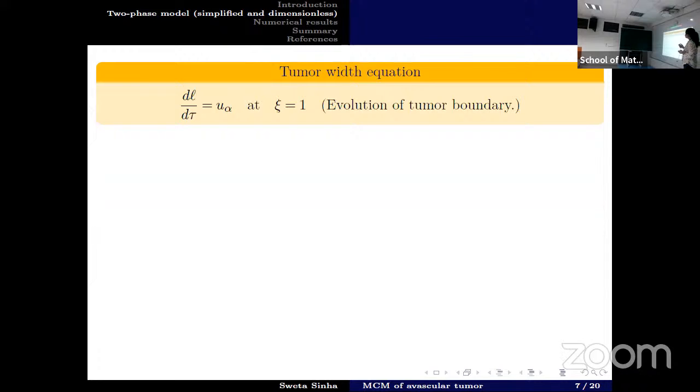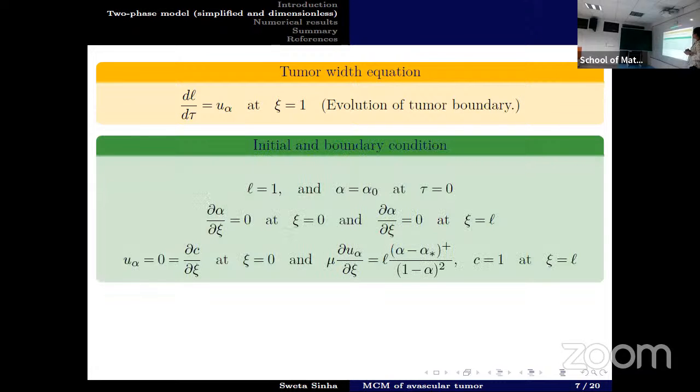Now the fourth equation is the tumor width equation. Here, the tumor width is directly proportional to the velocity at the boundary. So it is defined by these ODE equations. Now we present the initial and boundary conditions.